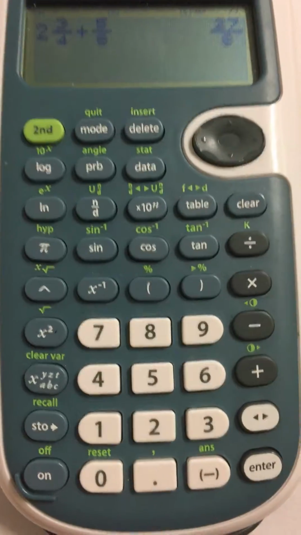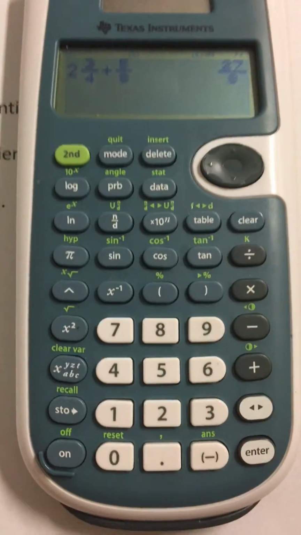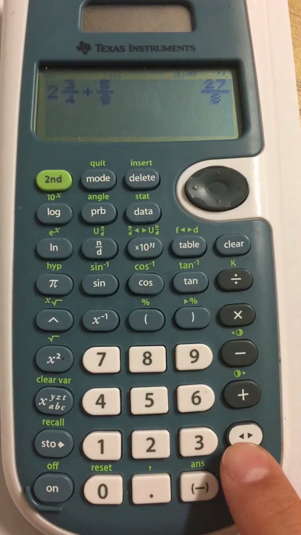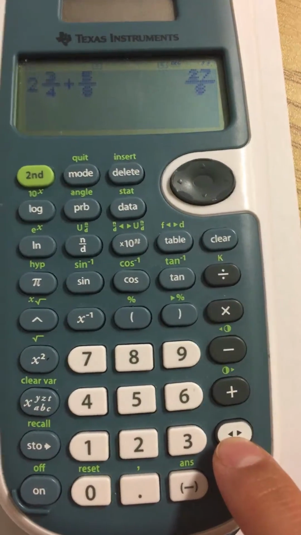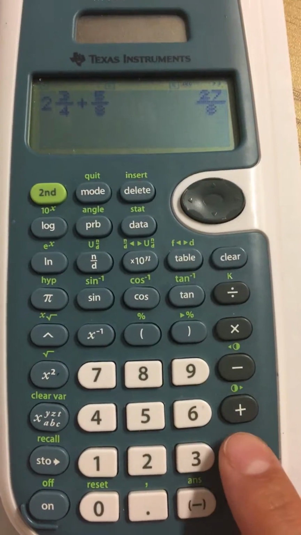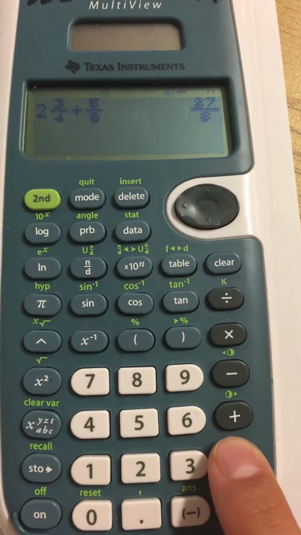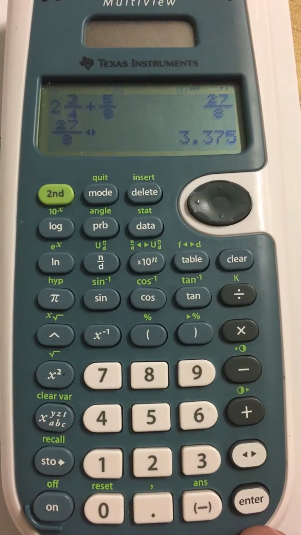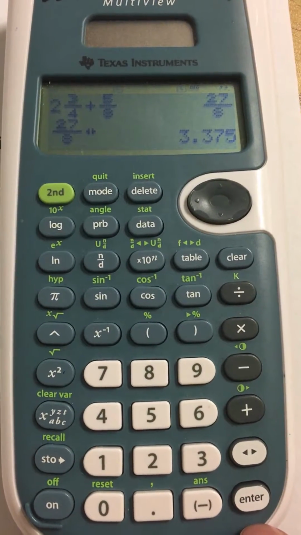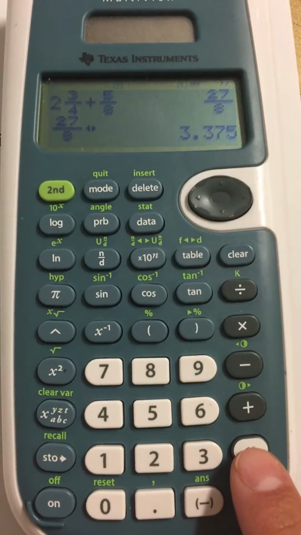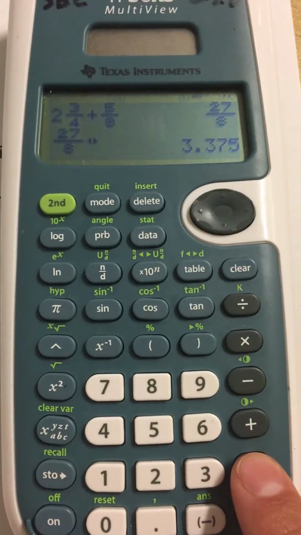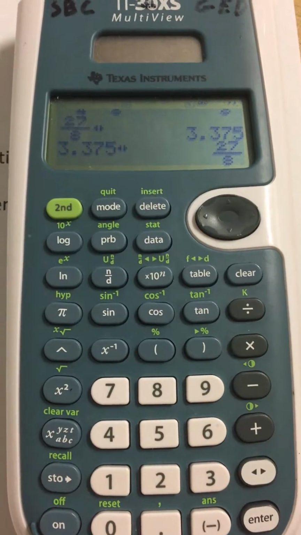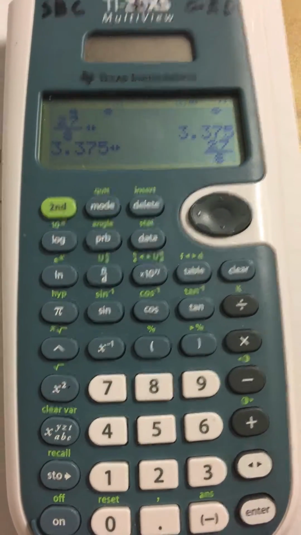over 8. Now, the reason why we're going to turn this into a decimal is so we can learn how to use this nifty button here. I believe it's called the toggle. If we push this button, it should actually convert the fraction into a decimal. And there it is. So once it's converted, it's 3.375. If we wanted to convert it back from a decimal to a fraction, we would just press this button again, and it would convert it back for us.